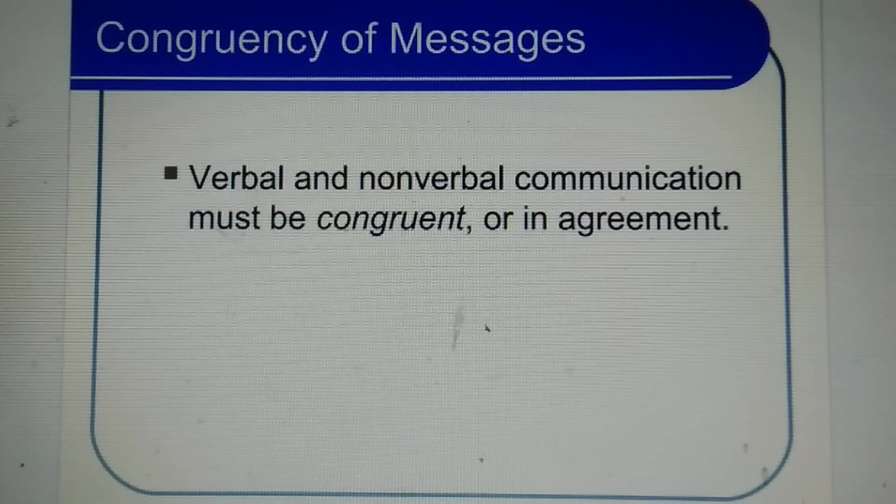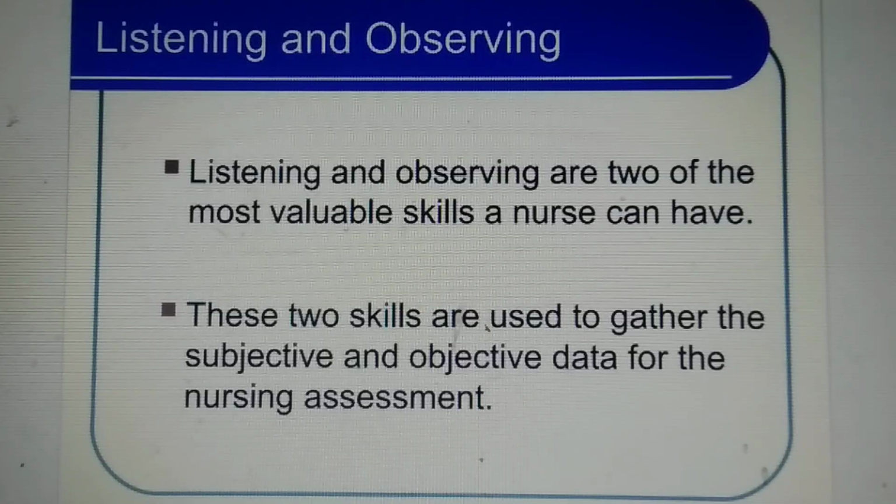When they are congruent, it builds trust and clarity. When they clash, like a smile with a flat tone, people get confused or skeptical. So this is the congruency of messages. And the next one is listening and observing.